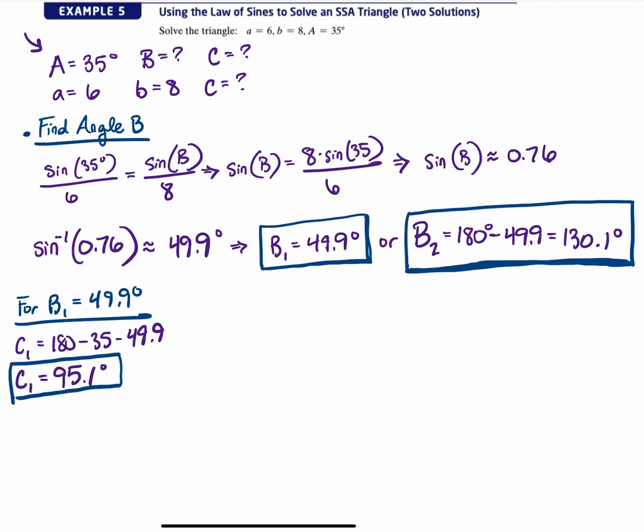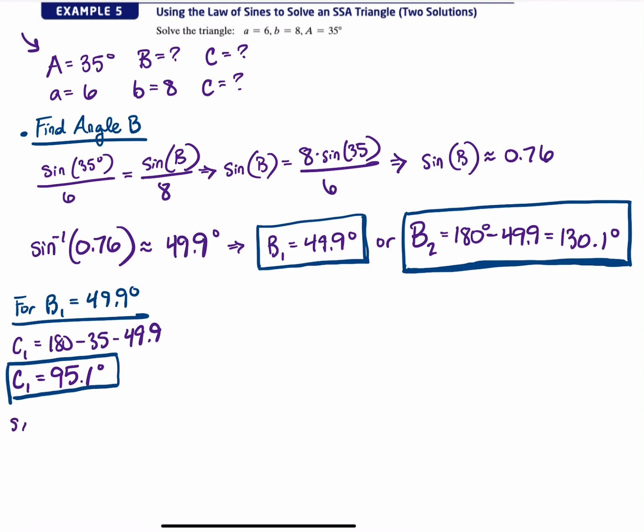And then let's find what the associated side length C would be. In this case, I'll call that little c1. So I'll use law of sines between A and C. So I can say the sine of angle A, which is 35 degrees, over side length A, which is 6, should equal the sine of our new angle C, 95.1, over side length C. And I'm calling it C1 because it's going to be one of our two solutions.